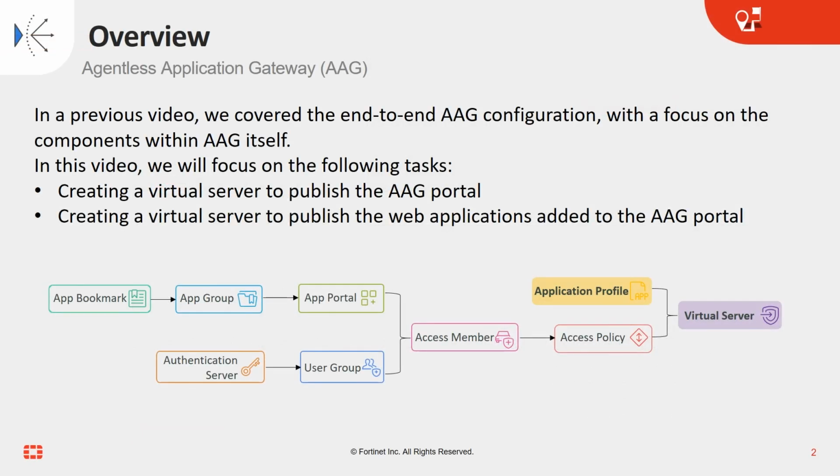In a previous video, we covered the end-to-end AAG configuration, with a focus on the components within AAG itself. In this video, we will focus on the following tasks: creating a virtual server to publish the AAG portal, creating a virtual server to publish the web applications added to the AAG portal.